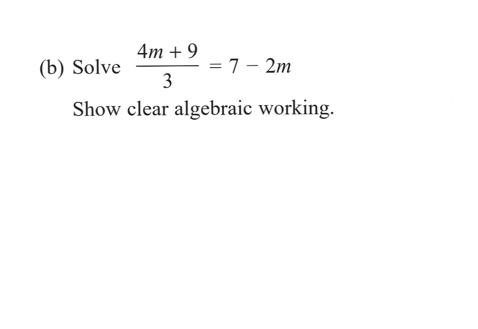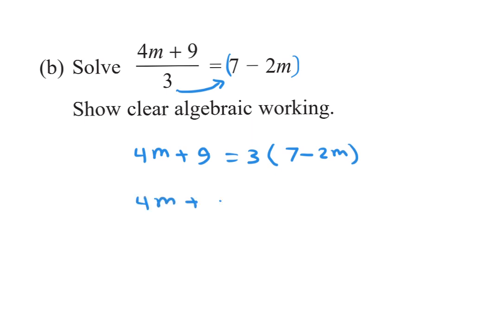B, solve (4m plus 9) over 3 equals 7 minus 2m. So first, to remove 3, multiply both sides by 3, or transpose 3 to the other side, but multiply for all. So now 4m plus 9 equals 3 bracket 7 minus 2m. Now expand: 3 times 7 is 21, 3 times negative 2m is negative 6m.